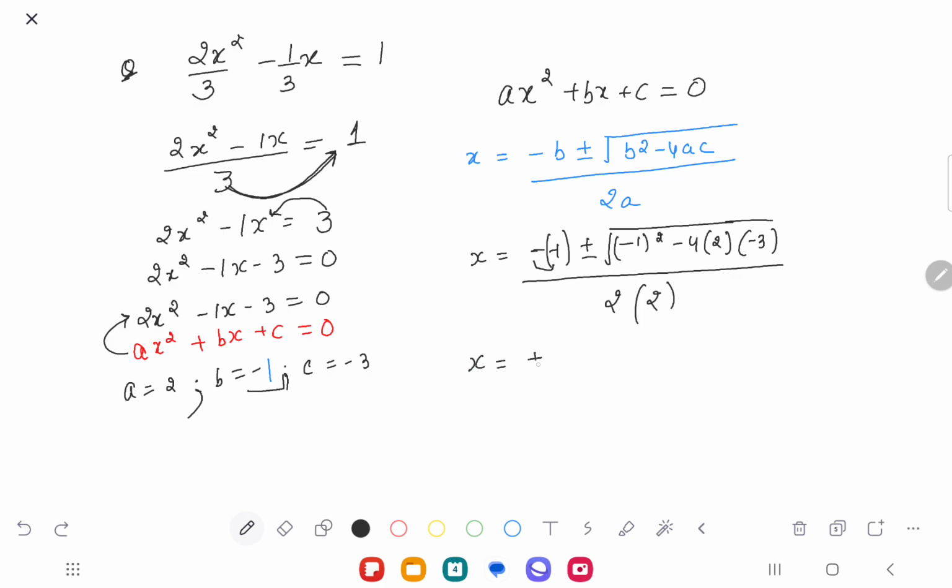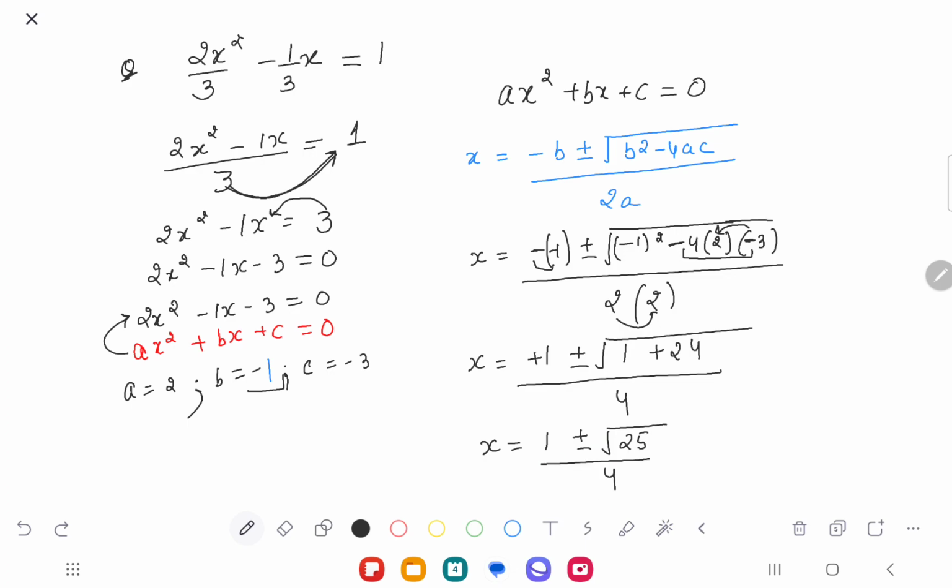So x shall be what? Minus times minus would be plus 1. Plus minus under root of 1. And 4 times 3 would be 12. 12 times 2 would be 24. So 1 plus 24, because minus into minus becomes plus, over 2 times 2 would be 4. So x shall be equal to 1 plus minus under root of 25 over 4. That shall be my x. I hope you're understanding.